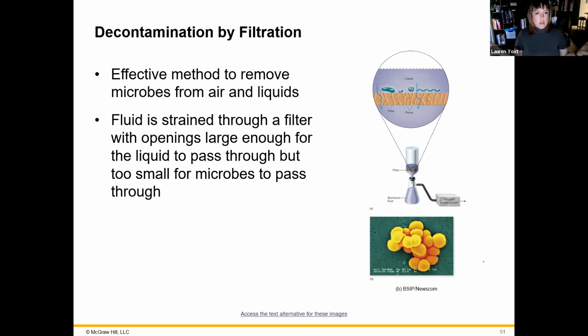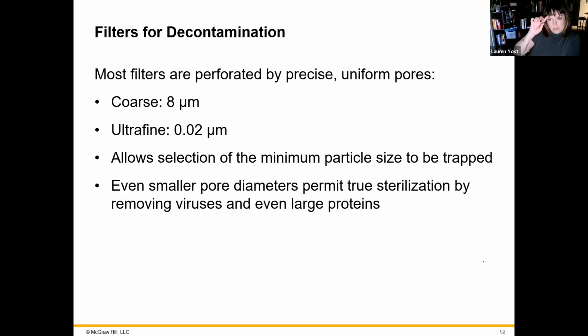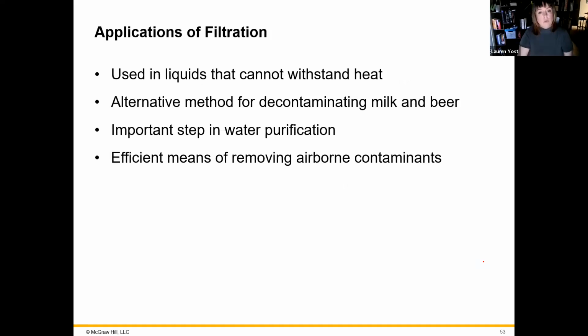Okay, so filtration, you can filter out things if you have small enough pores in your filter. You can actually filter something so that it can be sterile. So this can be used for sterilization. This is a mechanical removal of microbes. It just depends on how fine your pores are in whatever filter material you are using. You are going to be trapping the right things.